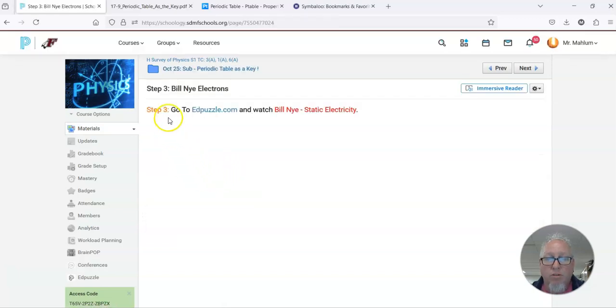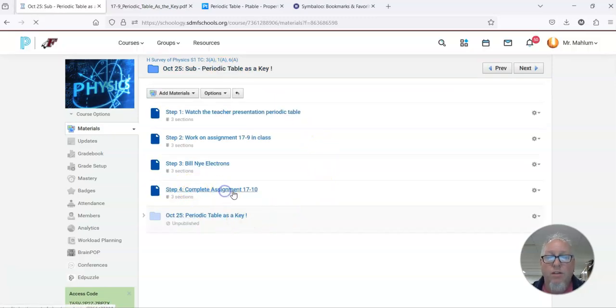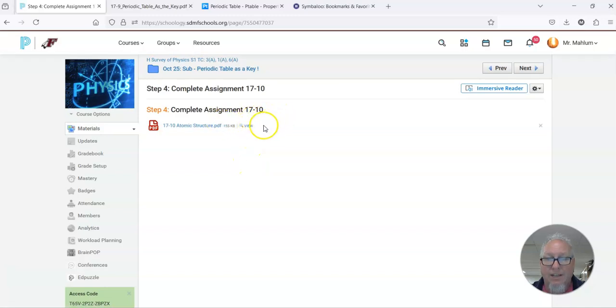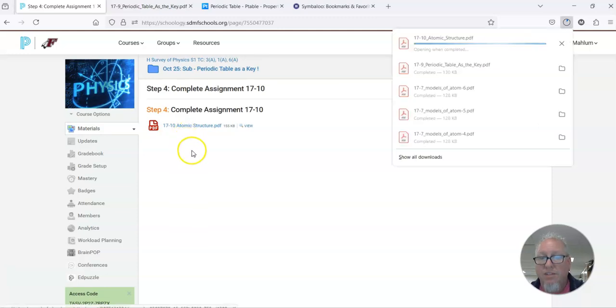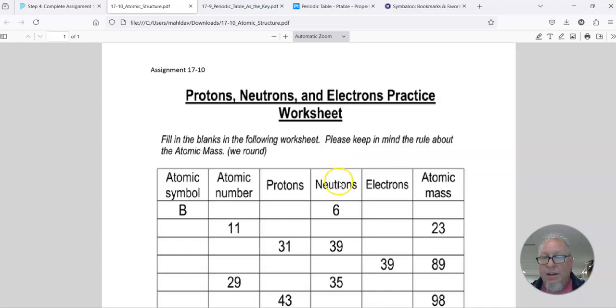Step 3 would be to go to Edpuzzle and watch a short video from Bill Nye on electrons and static electricity. Once you finish watching that, you could move on to step 4. And step 4 would be to complete assignment 17-10 in your homework packet. 17-10 is very similar to 17-9, where the column headings might be in a different order than what they were in your notes, which is fine, because you should be able to adapt to that.